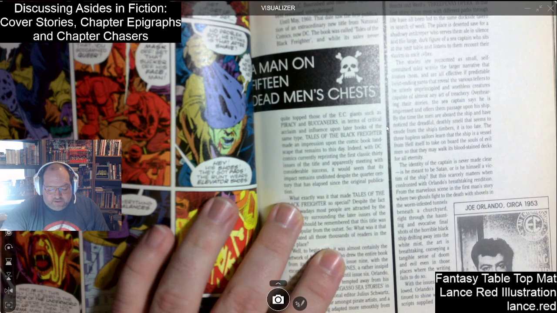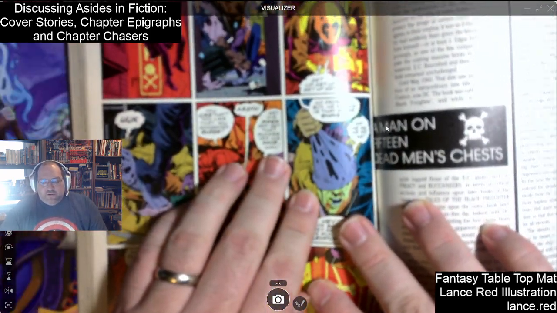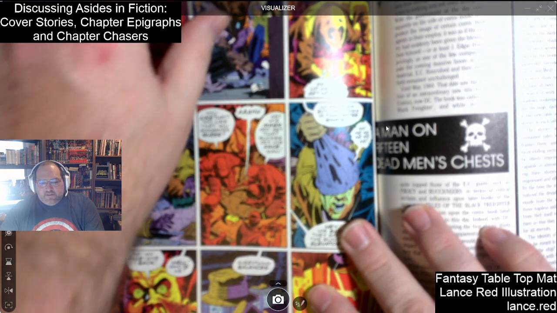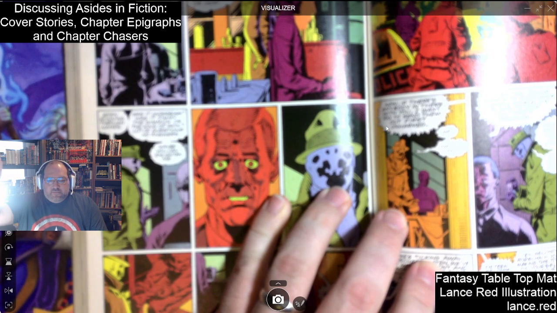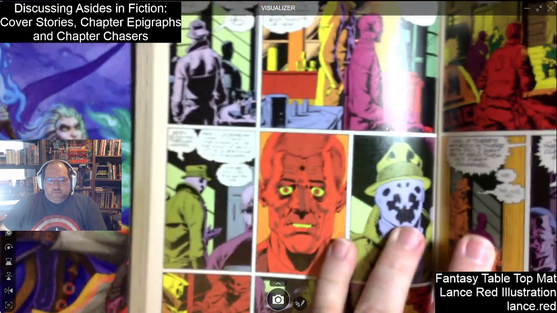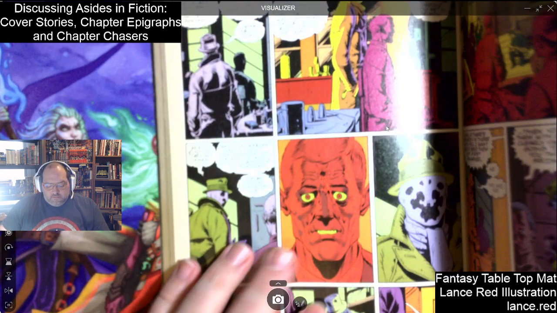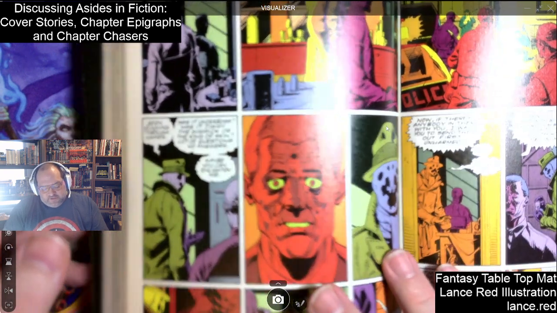We then get to one of the cool things in Watchmen is Alan Moore addresses. Sorry, the camera's not focusing. I don't know what's happening. Oh well. You can get the gist of it. You don't need to read the text.